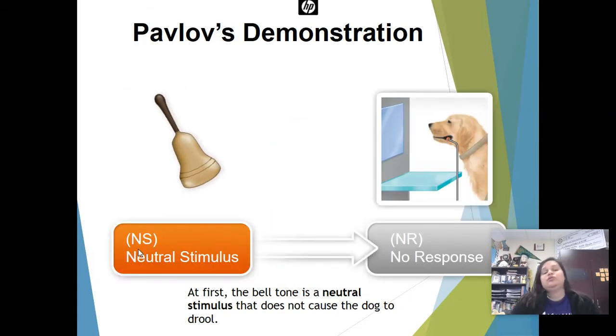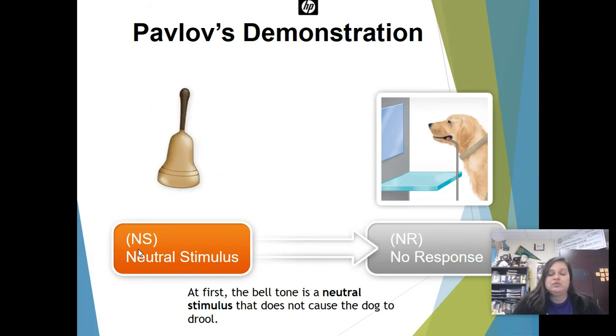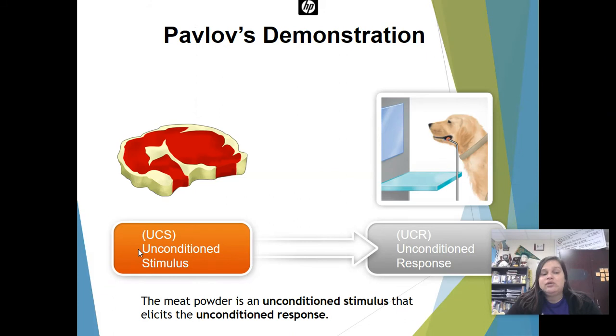So here we have our neutral stimulus, the bell, or if we want to be more specific, a tuning fork. And initially, there's no response to that. It's neutral. When something is neutral, we don't really have a response to that. The meat powder was an unconditioned stimulus. The dog was naturally going to salivate to the food, to the smell of the food, and to the taste of the food.